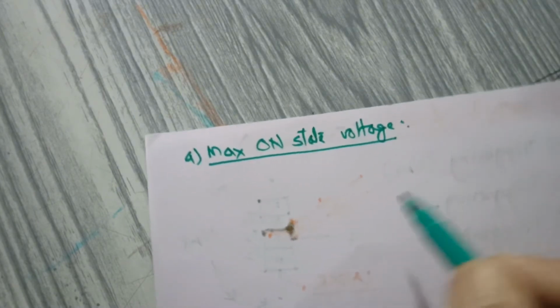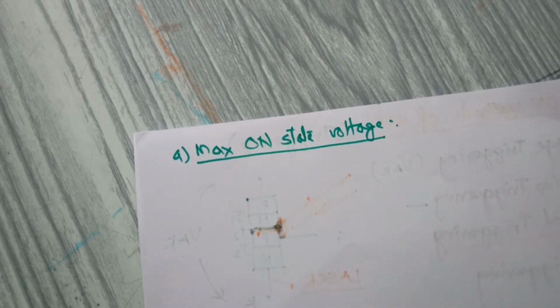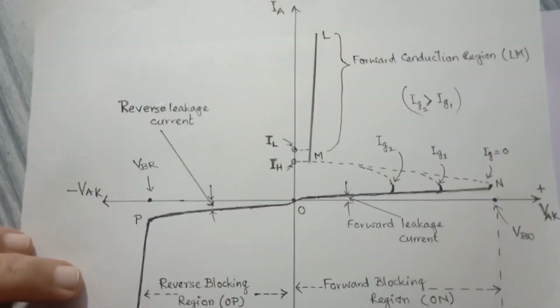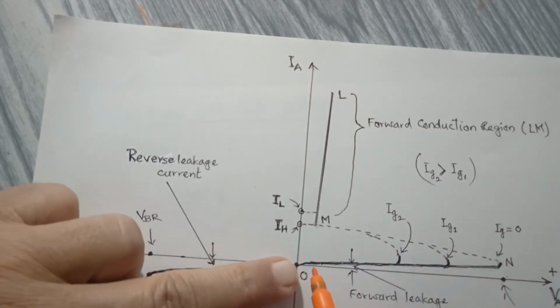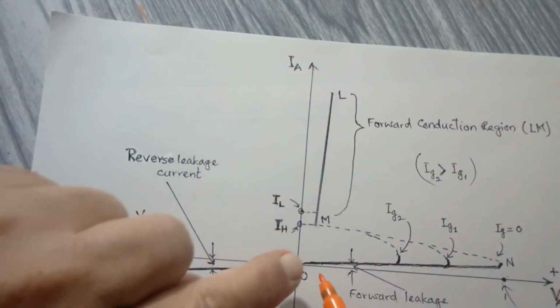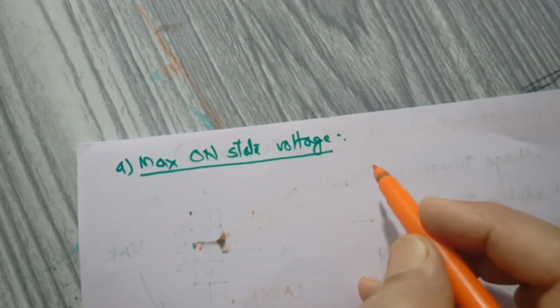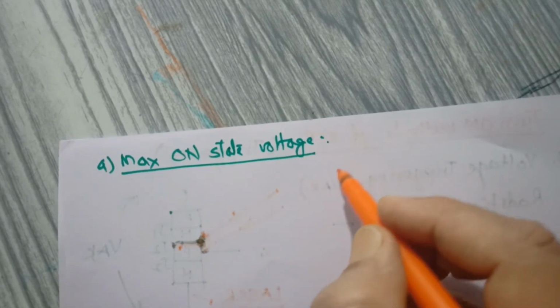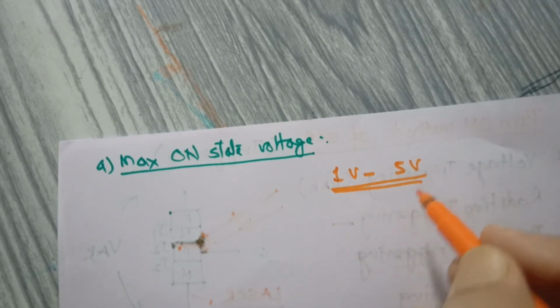This is a parameter of SCR, a characteristic of SCR. What it says, maximum on state voltage. We have seen in the characteristics that as the SCR turns on after firing, the anode to cathode voltage drops to a very low level and conduction begins. So what is the voltage when there is conduction? That is the on state, and the maximum value is called the maximum on state voltage. Normally it ranges from 1 volt to 5 volt. It depends upon the structure and the rating of a given SCR.